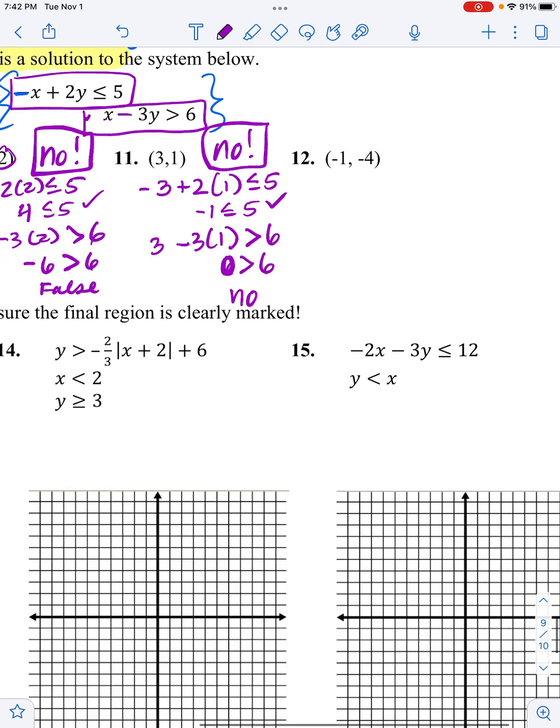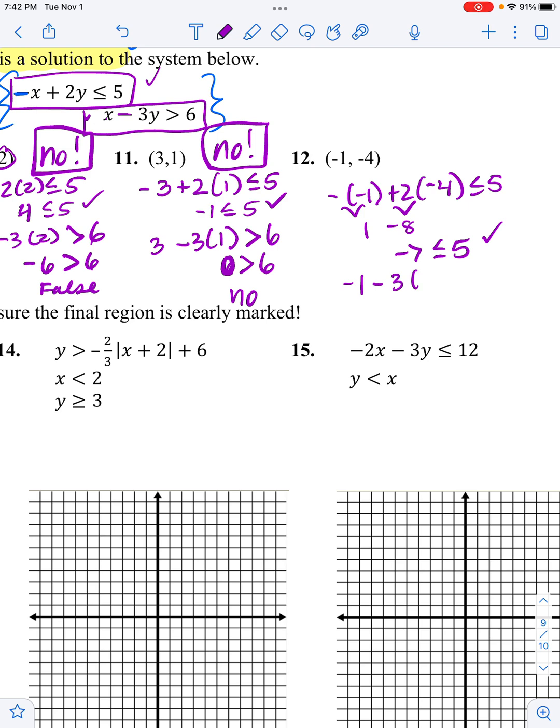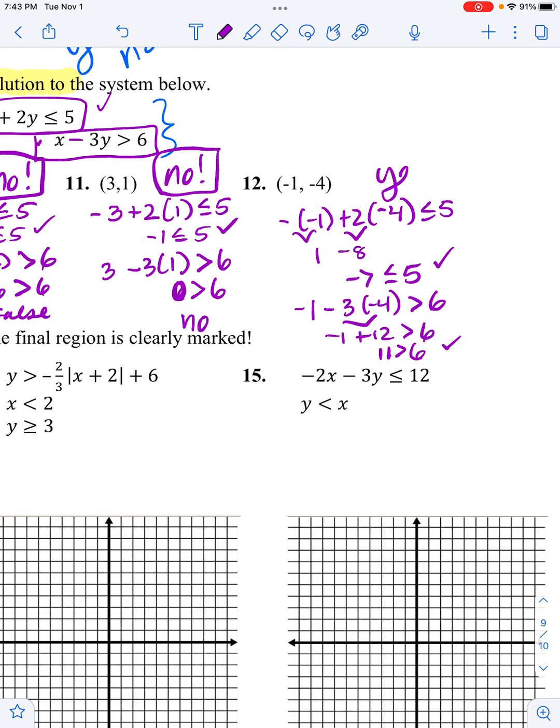This one's a little tricky because with that negative out in front of this top, I have the negative, and then I'm plugging in a negative, then a 2, and I'm plugging in my negative 4. So these would cancel into 1, and this would turn into minus 8. So I get negative 7 is less than or equal to 5, which is true. And then in the bottom, I would have a negative 1 in for my x, minus 3, and then a negative 4 in for my y. So these two cancel out to be positive. So I end up with 11 being greater than 6, which is also true. So this one is a yes.